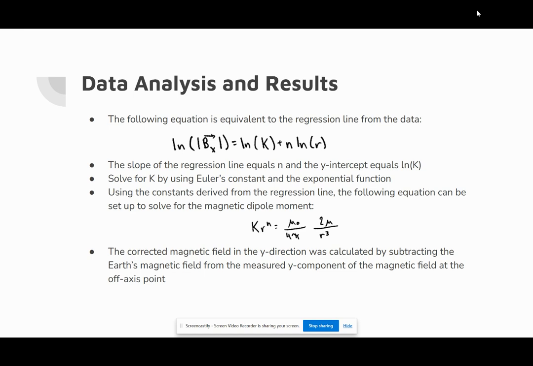So as a part of it, we derive this equation where the slope of the regression line equals n, and the y-intercept equals the natural log of k. So we solve for k using Euler's constant and the exponential function, and then using the constants derived from the regression line, we found the equation k times r to the n equals mu sub 0 over 4 pi times 2 mu over r to the third. To note, the corrected magnetic field in the y direction was calculated by subtracting the Earth's magnetic field from the measured y component of the magnetic field at the off-axis point.